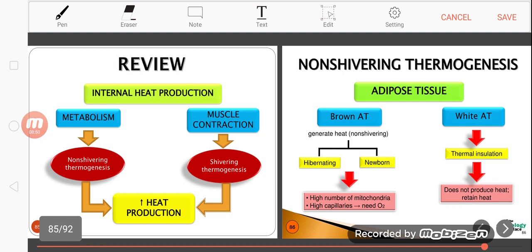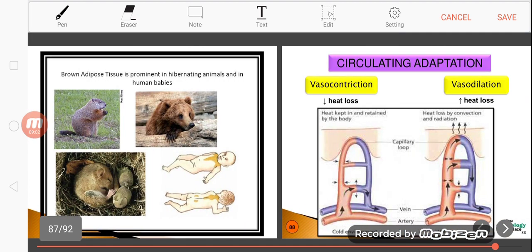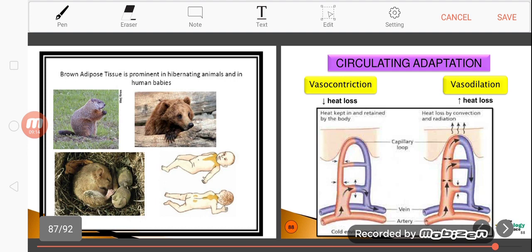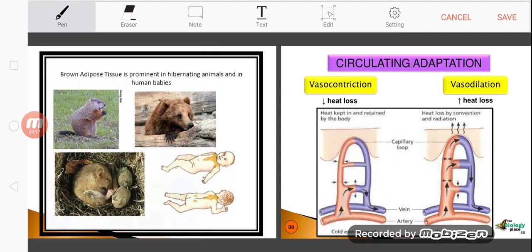Okay, to produce heat, internal heat production can be non-shivering or shivering. I think this is simple enough. This is comparing brown adipose tissue and white adipose tissue. Many small mammals have brown adipose tissue, or the small babies in humans. Physiological response in terms of circulatory adaptation, so vasoconstriction, vasodilation. This one you can also relate with countercurrent. Countercurrent multiplier, countercurrent here. The opposite direction will transfer or exchange heat.